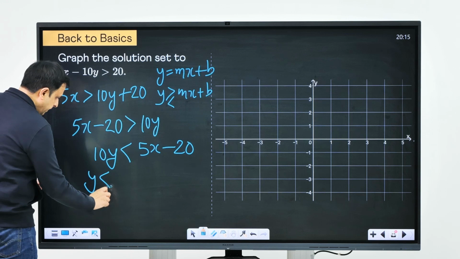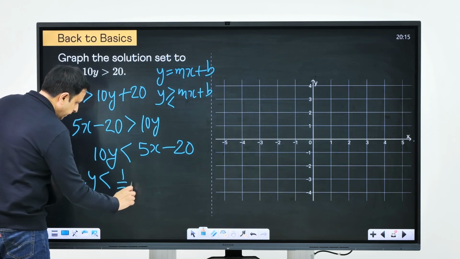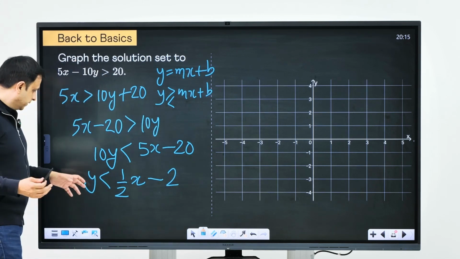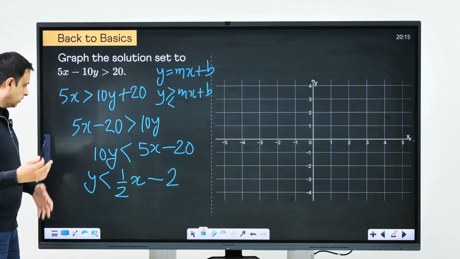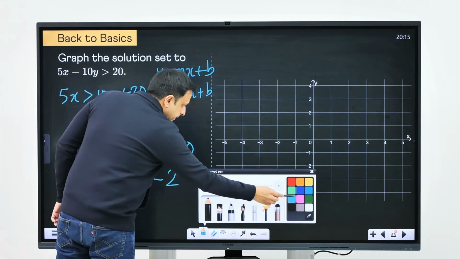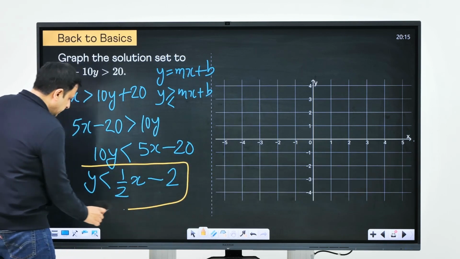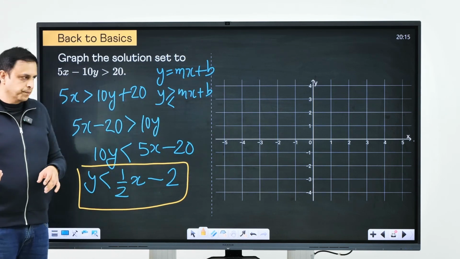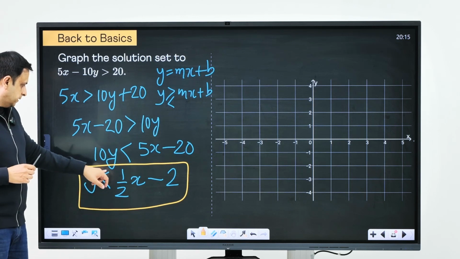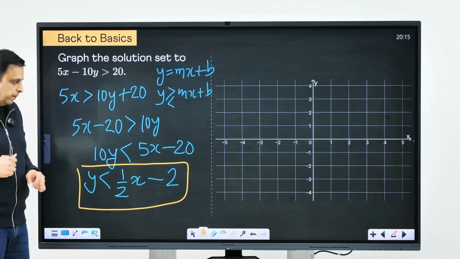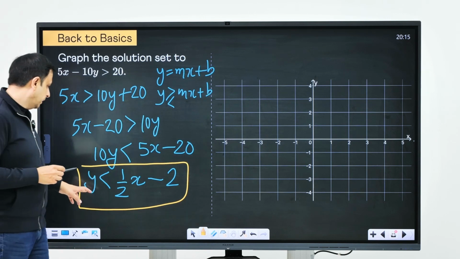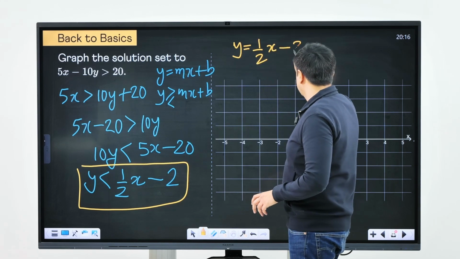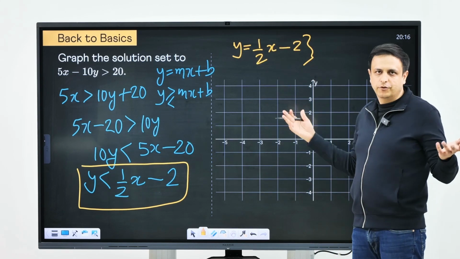So I get y less than 5 over 10, which is 1 over 2 x, minus 20 over 10, which is minus 2. Okay, so y is less than 1 over 2 x or half x minus 2, and this form of the inequality, as you can see, somewhat resembles the slope-intercept form because the right side is in the form mx plus b. So for a moment, forget about this inequality and think about what would have happened if you had an equal to sign here. So if you had y equal to 1 over 2 x minus 2, how would you plot this line?